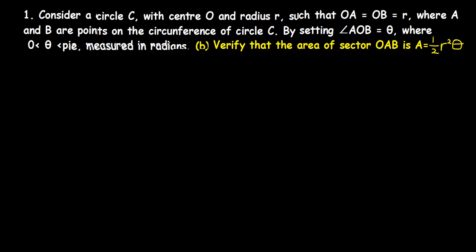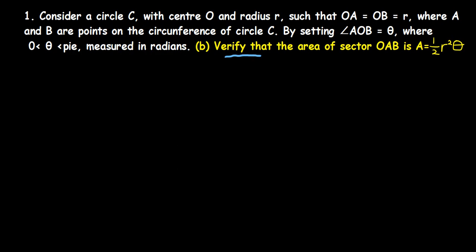For the second one, it's the same question. The only different part here is they are saying verify that the area of the sector OAB is given by A equals half r squared multiplied by theta. So what are we going to do there? We are going to solve it the same way we did with the first one.